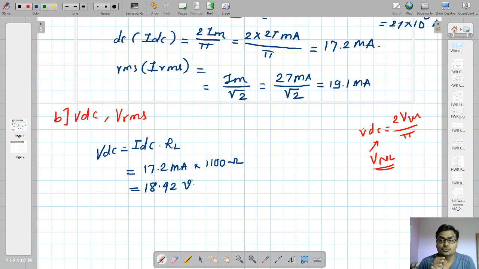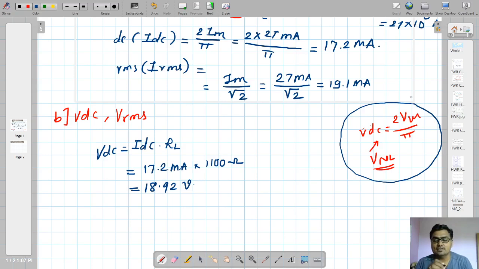You should not use twice Vm by pi because it is a VNL kind of thing, the voltage when there is no load current. But in my case, the load resistor is given, so load current is flowing through the load resistor. That's why the voltage across the load resistor is my VDC. Right.